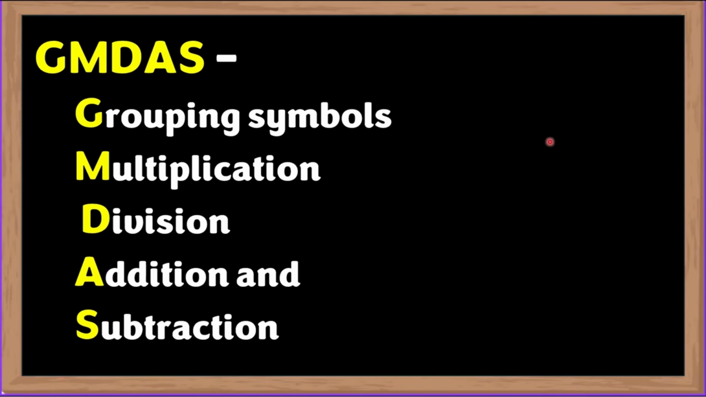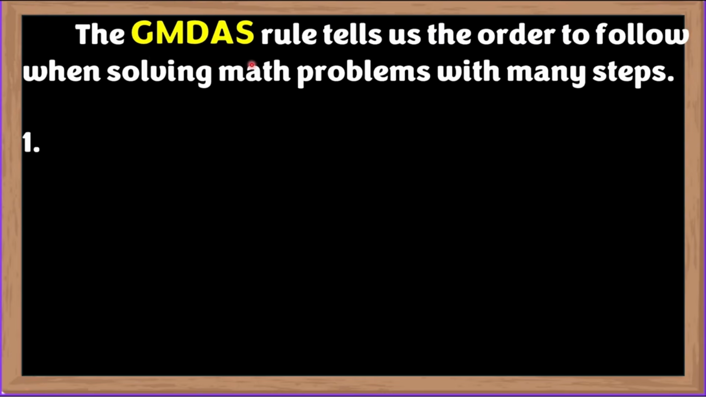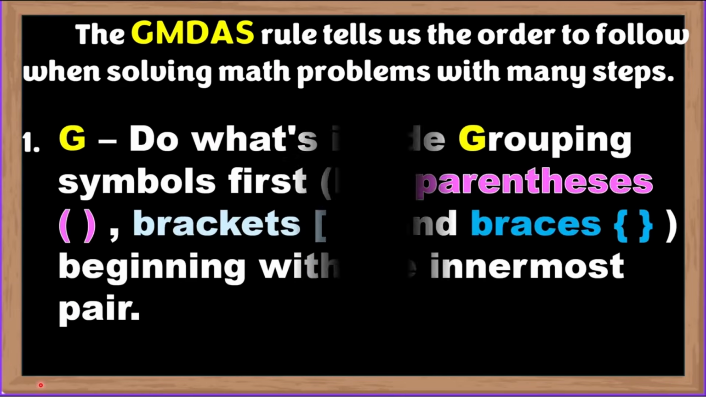We have the parentheses, the brackets, and the braces. Next, we have M. M is multiplication. D is division. A is addition. And S is subtraction. The GMDAS rule tells us the order to follow when solving math problems with main steps.